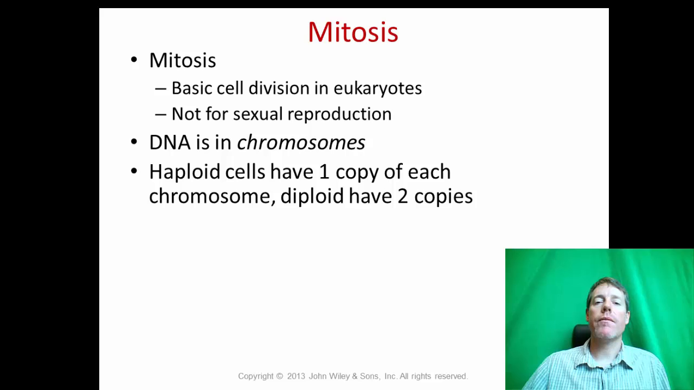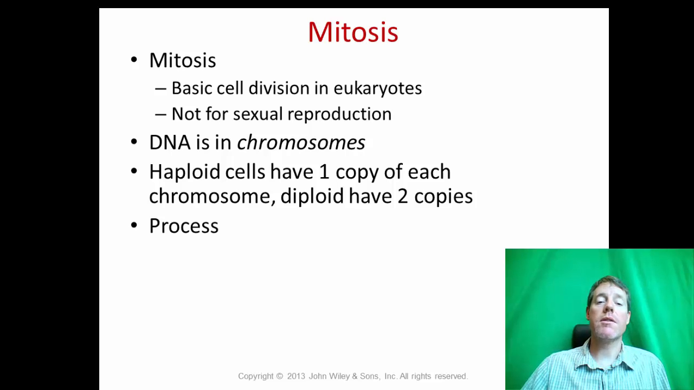Haploid cells, and here's a bit of terminology that you need to know. Haploid cells have one copy of each chromosome. Diploid cells have two copies. Most of the cells in your body are diploid. They have two copies of each chromosome. The exception to that is eggs and sperm, which are haploid, and we'll get to those and how those are produced in a moment.